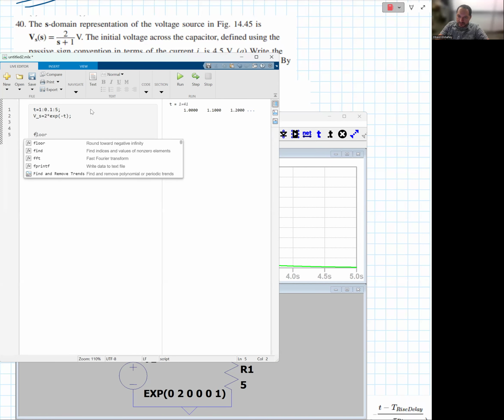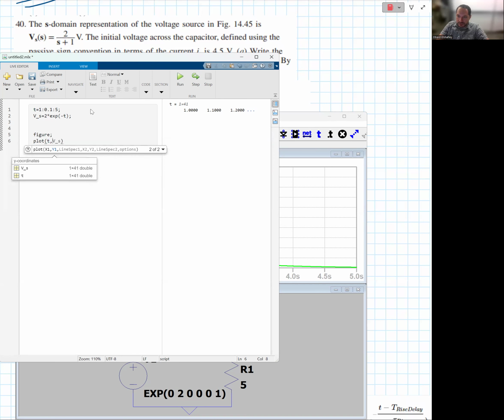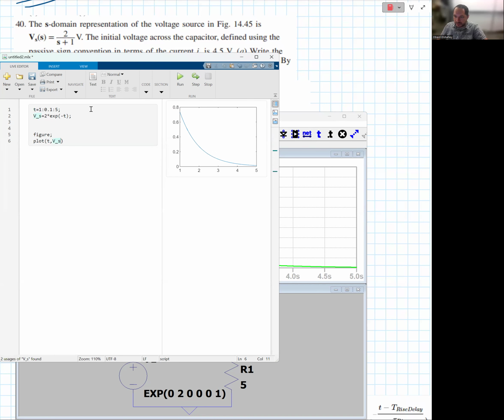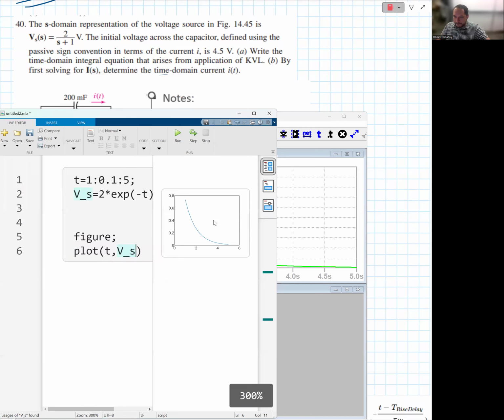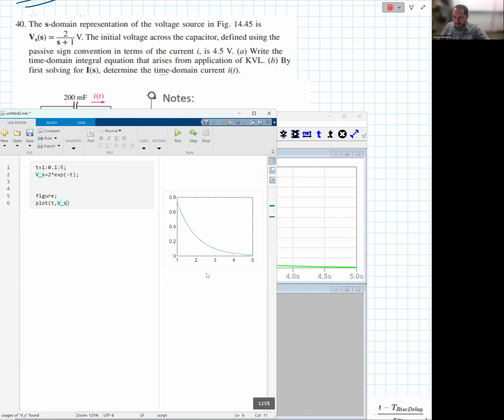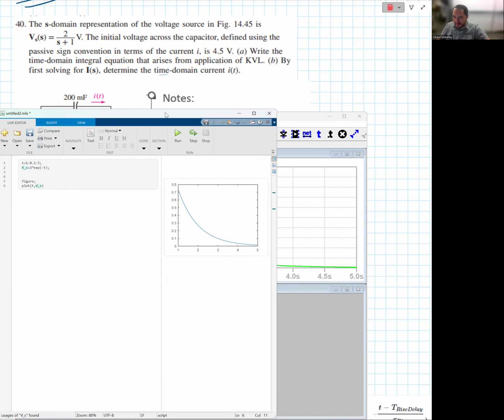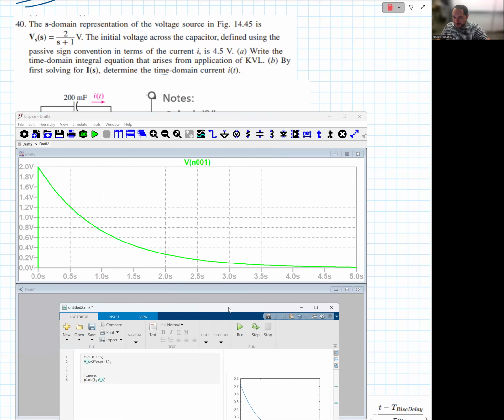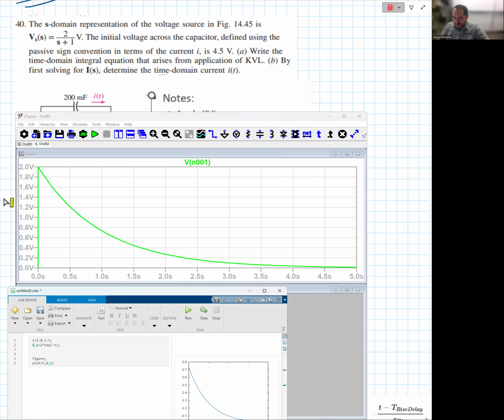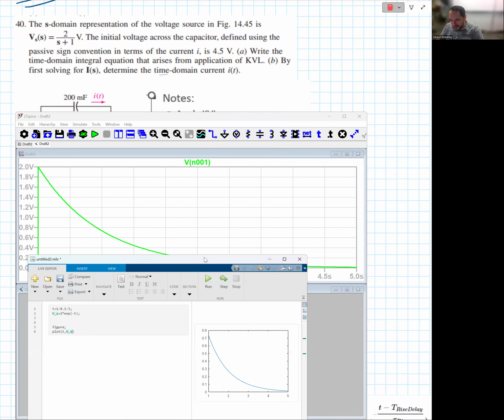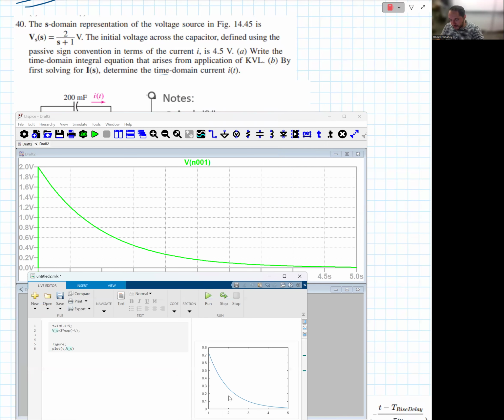Figure, plot t, Vs. So yeah, they look the same. So the input, the source, is correct. We can check it in more detail. We can pick points and check at them, but they look similar, so our source is correct.